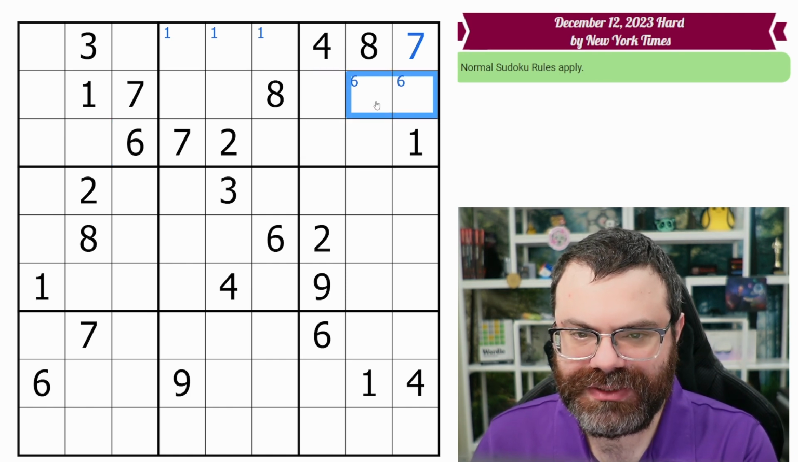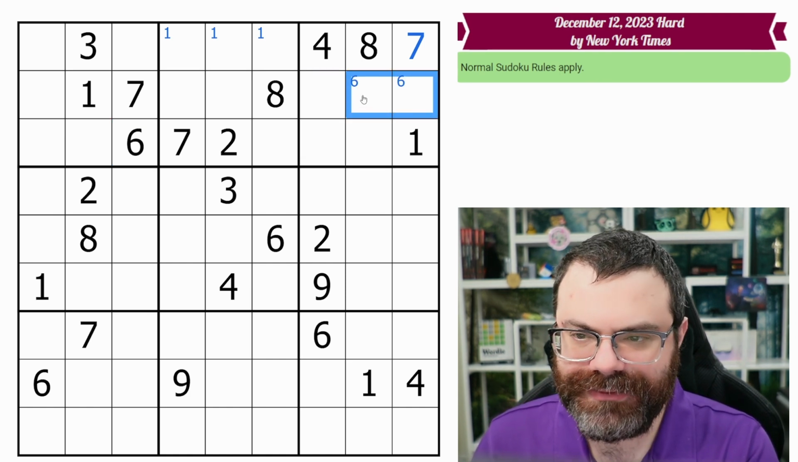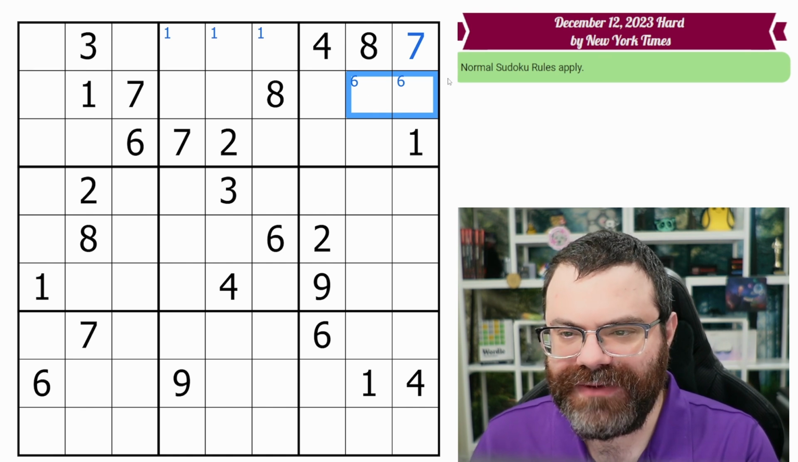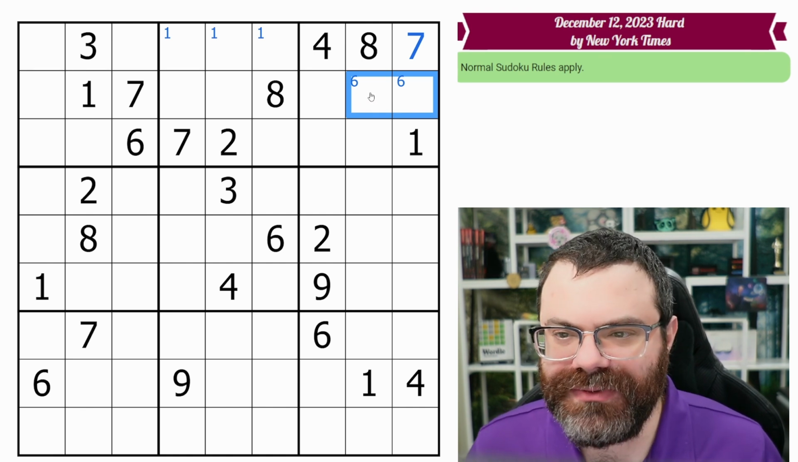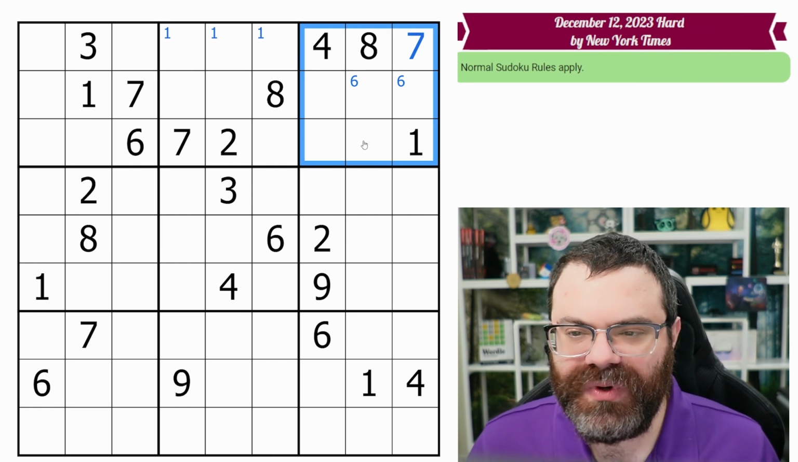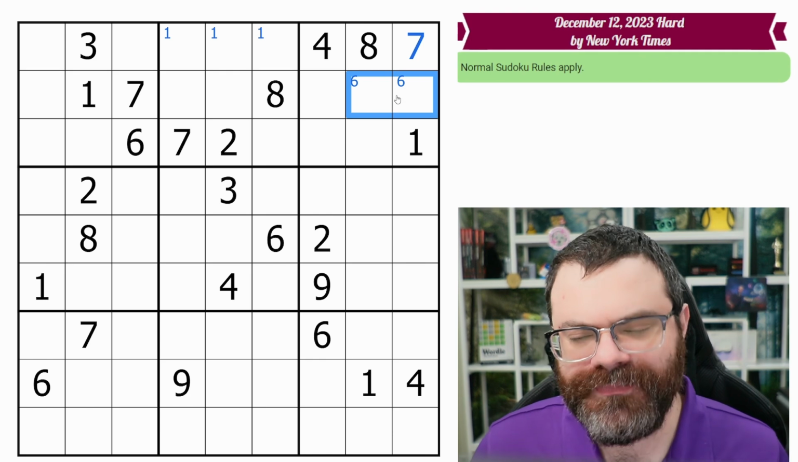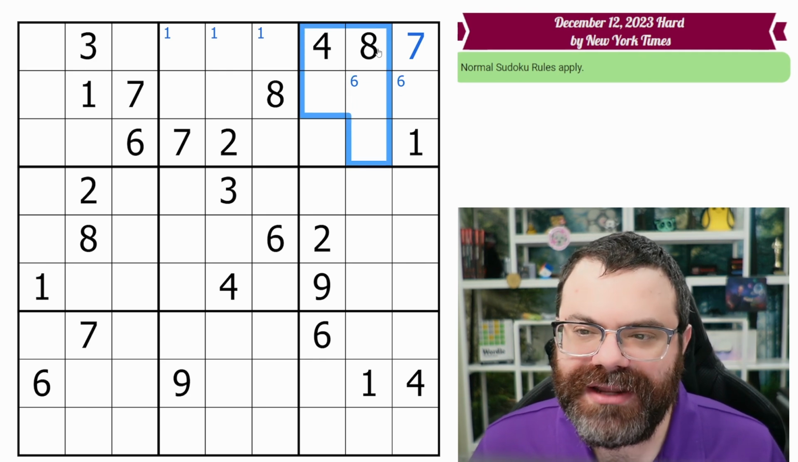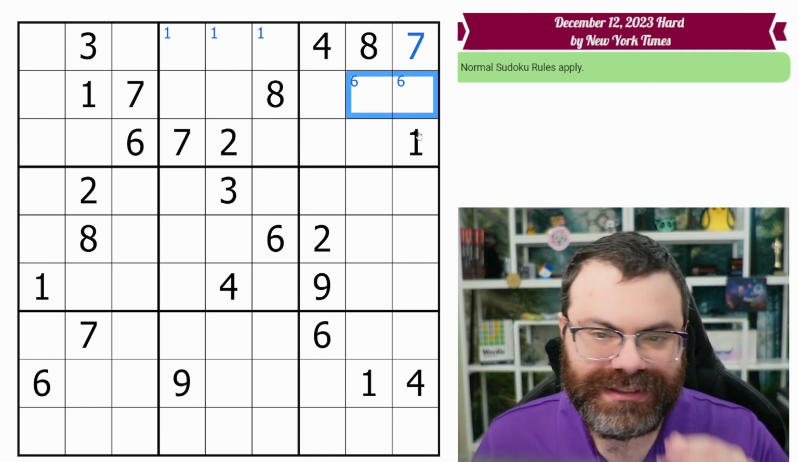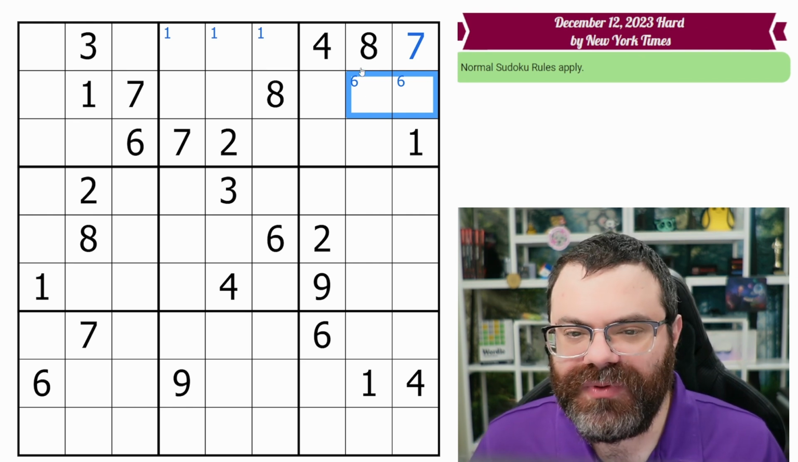So 6 is in one of these two. This does what's called pointing. So in pointing, it's when you have these corner marks. I guess I should explain what the corner marks mean. Within this box, where does 6 go? Well, the answer is one of these two cells only. And so we use corner marks to remind ourselves that within the box, that is where that digit can go. It has a bunch of uses, but one use is pointing.